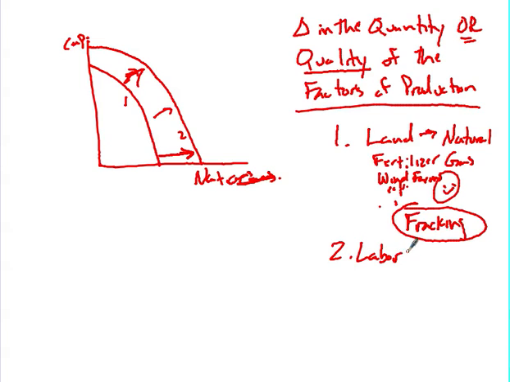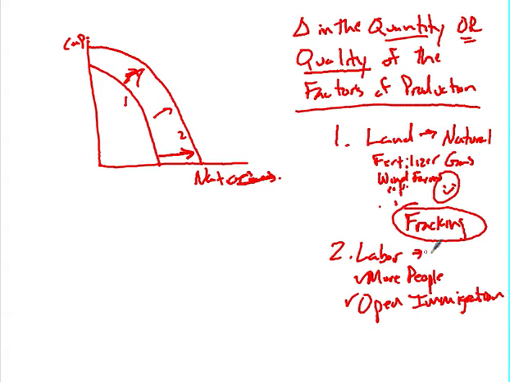The second one's labor. How can we increase either the quantity or the quality of labor? The quantity, we just need more people. And how can you get more people into your country? Well, you can open up immigration and encourage immigrants to come here. That's one of the things that's made this country so wealthy, all the people coming into it. The argument that immigrants are taking our jobs is not quite as clear cut as some might lead you to believe. So anyway, immigration would increase the labor force.